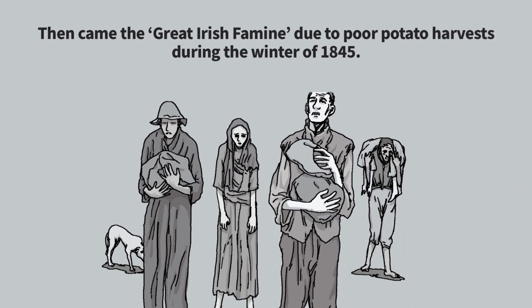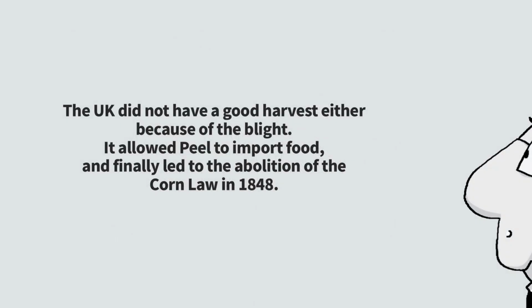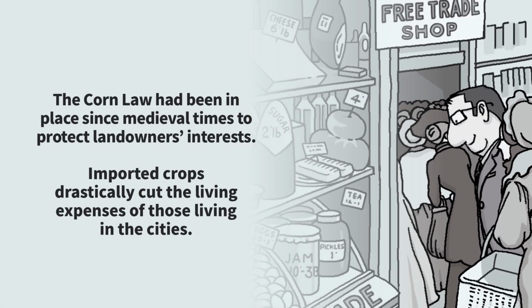Then came the Great Irish Famine due to poor potato harvests during the winter of 1845. The UK did not have a good harvest either because of the blight. It allowed Peel to import food, and finally led to the abolition of the Corn Law in 1848. The Corn Law had been in place since medieval times to protect landowners' interests.